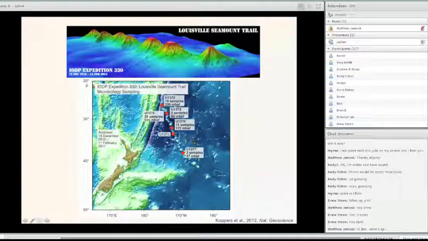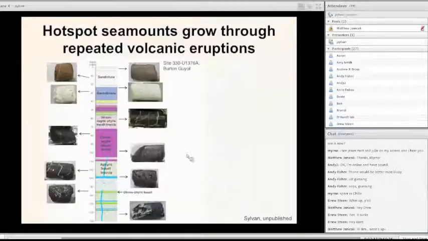And this is a hotspot trail, and so these are extinct volcanoes that were formed in the same way that the Hawaiian Islands were formed. So one of the cool things about hotspot seamounts or volcanoes is that they grow through repeated volcanic eruptions. And so what you see here is the types of lithology that were recovered from site 1376, which was about 65 million years old.